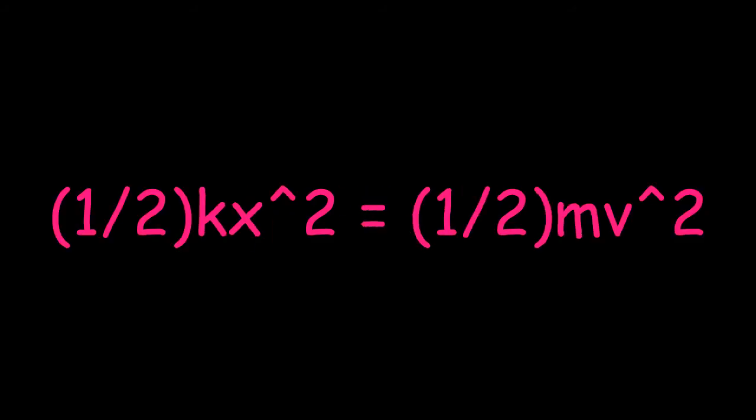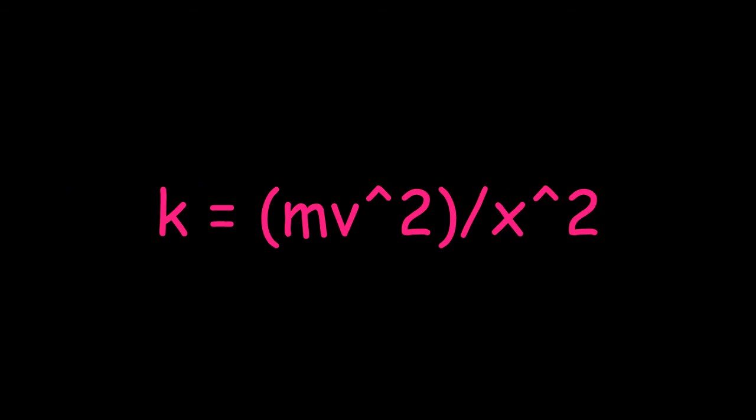Lastly, we set the equation for spring potential energy equal to kinetic energy and then solve for the spring constant using the velocity we have calculated.